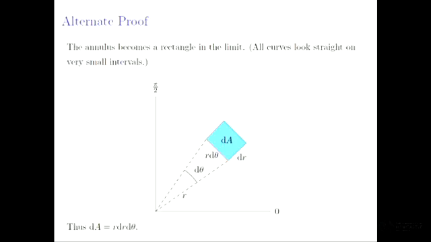Well, how do you take the area of a rectangle? You could, but we know what the area of a rectangle is. Base times height, right? So the base here is r dθ, and the height is dr. So this is exactly what we calculated before, that the area is going to be r dr dθ when these values are small enough.